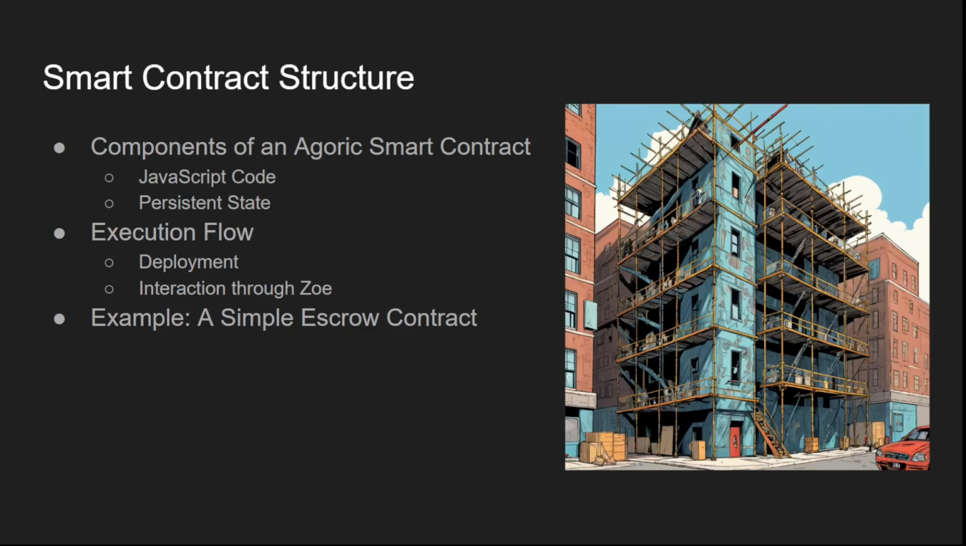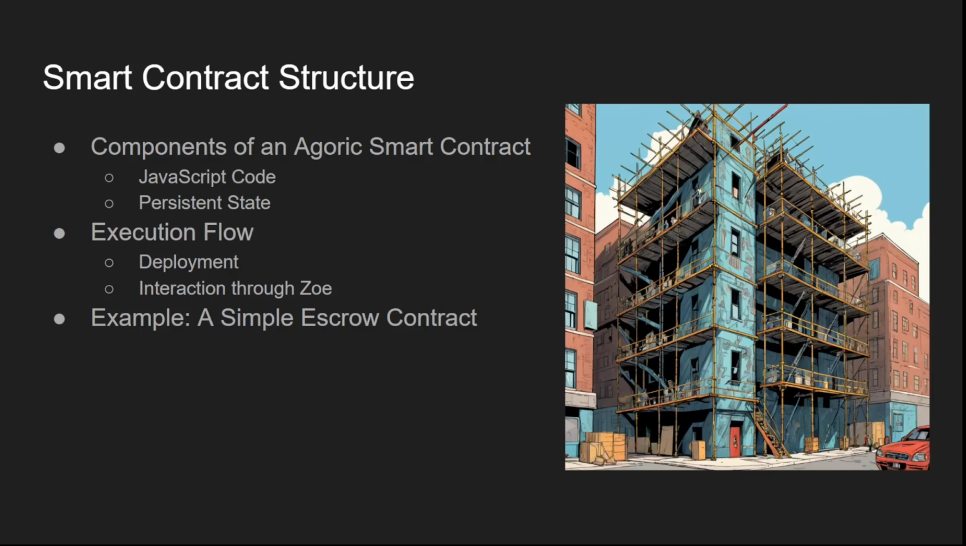Given all this information, let's reconsider our simple escrow contract example, this time built on Agoric. Just like before, Alice and Bob agreed to use an escrow smart contract for their transaction. This contract is deployed using Zoe, and its initial state is set. Alice interacts with the contract through Zoe by making an offer to send her payment. Zoe ensures that the payment is securely held by the contract.